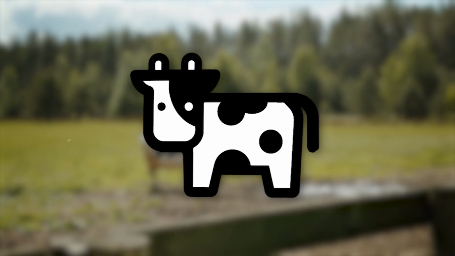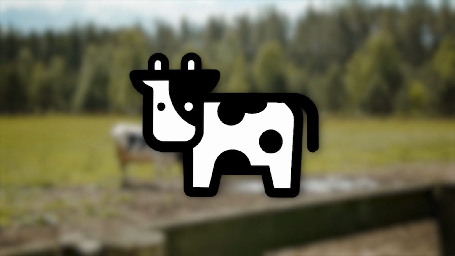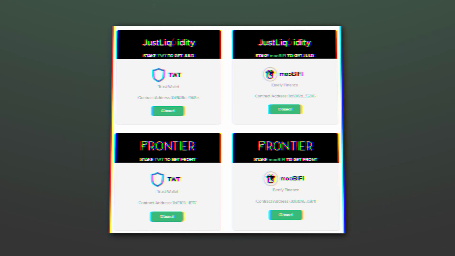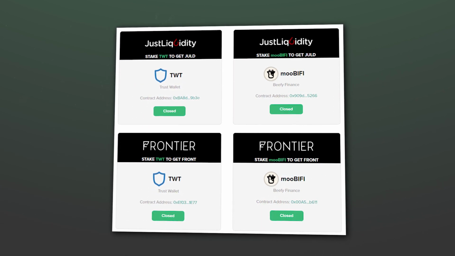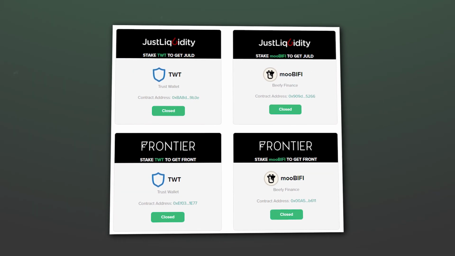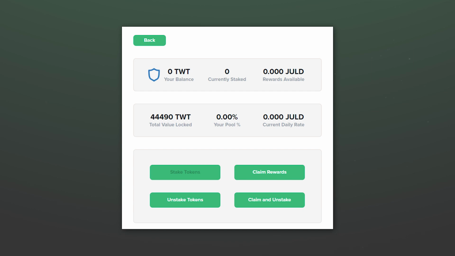In addition to pools with increased profitability, BIFI offers additional opportunities. For example, in the tab Barn, BIFI Finance, together with its partner Trust Wallet, offers BIFI and TWT token holders the opportunity to receive tokens of projects that they helped develop or enter into a partnership. These promotions often last about 1 week. Users receive project tokens in proportion to their share of TWT or Mu BIFI tokens in the pool.